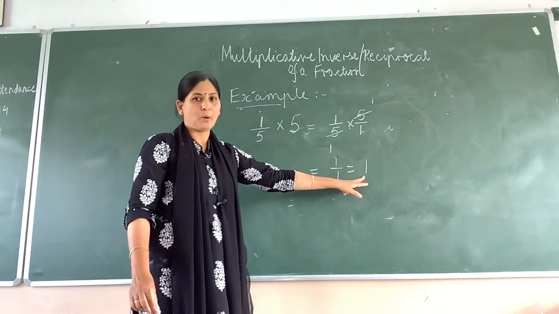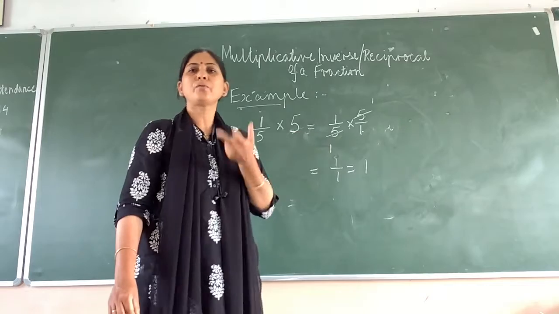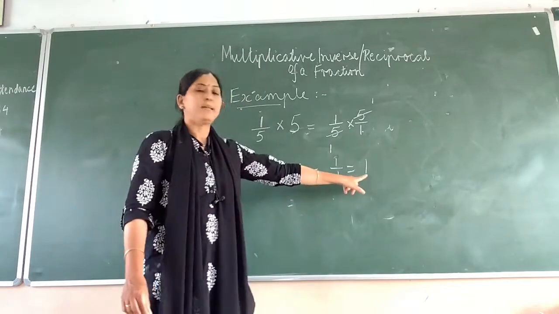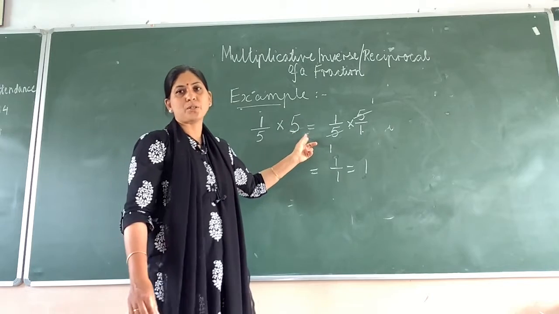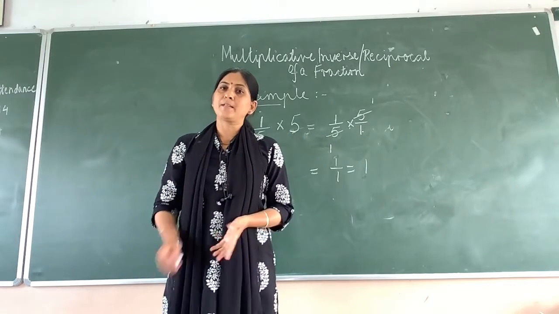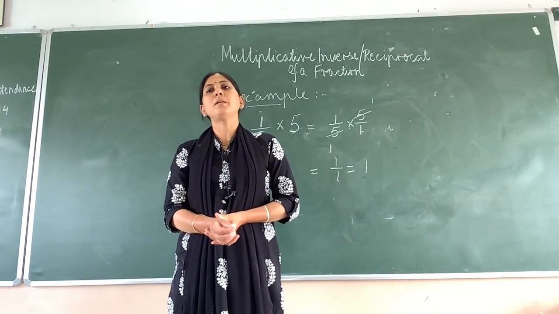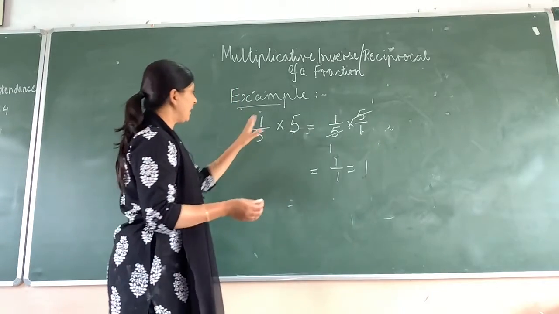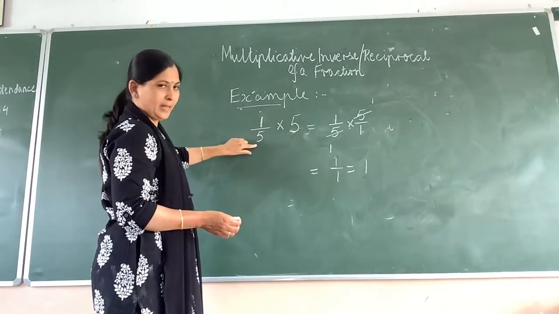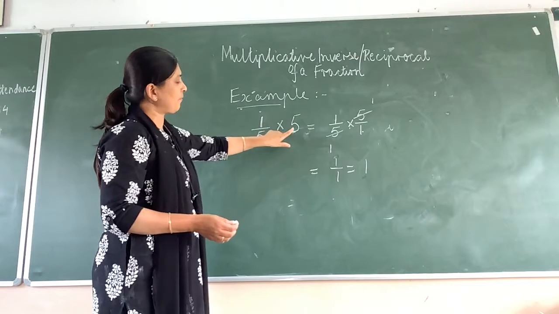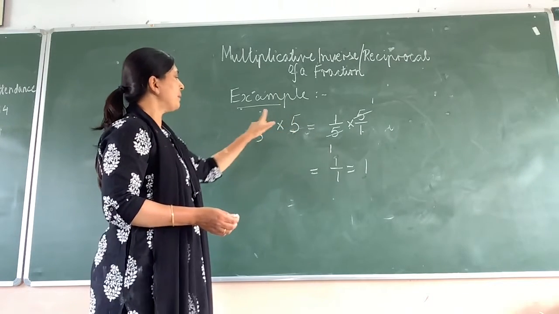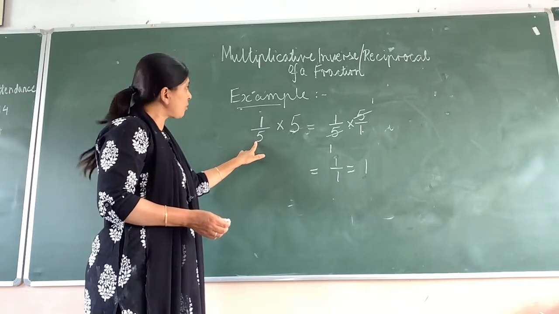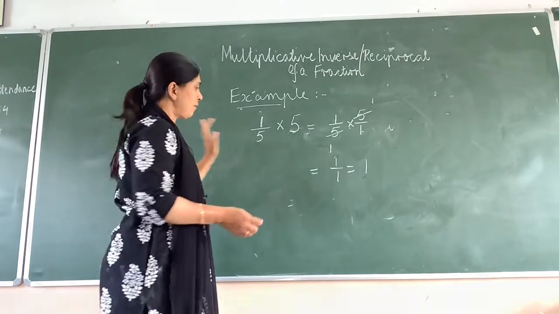We get 1. So when the product of two fractions is 1, then each of the fractions is called the multiplicative inverse or reciprocal of the other. Now see, 1 over 5 is the multiplicative inverse of 5, and 5 is the multiplicative inverse of 1 over 5.